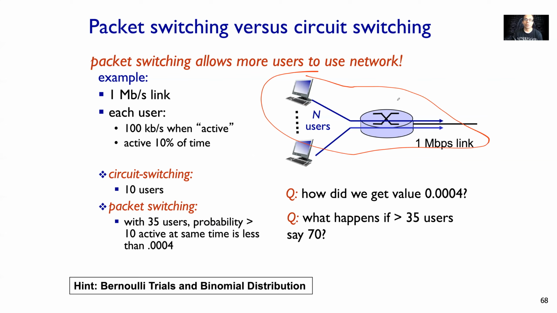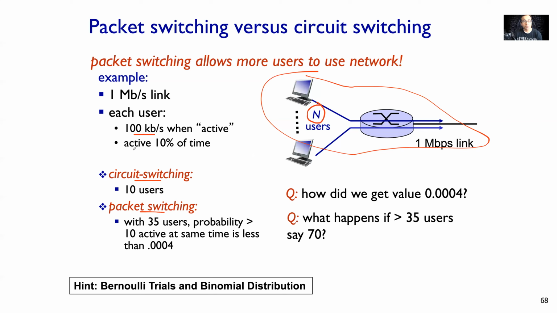What we are going to try to contrast is this particular network, where we have a 1 megabit link, and we have n users, where each user sends data at 100 kilobits per second when it is active, and each user is roughly active 10% of the time, right? The question we are trying to answer is how many users can we support on this network given these settings, first in circuit switching and then in packet switching. So let's start with circuit switching.